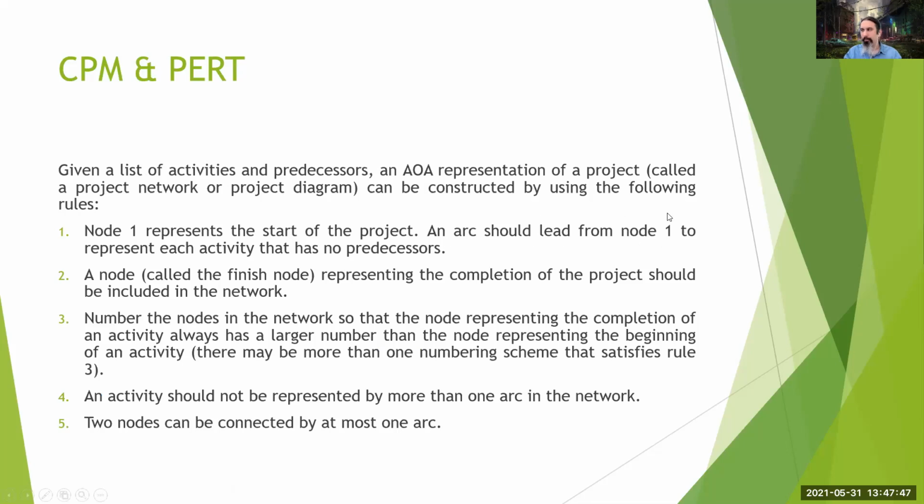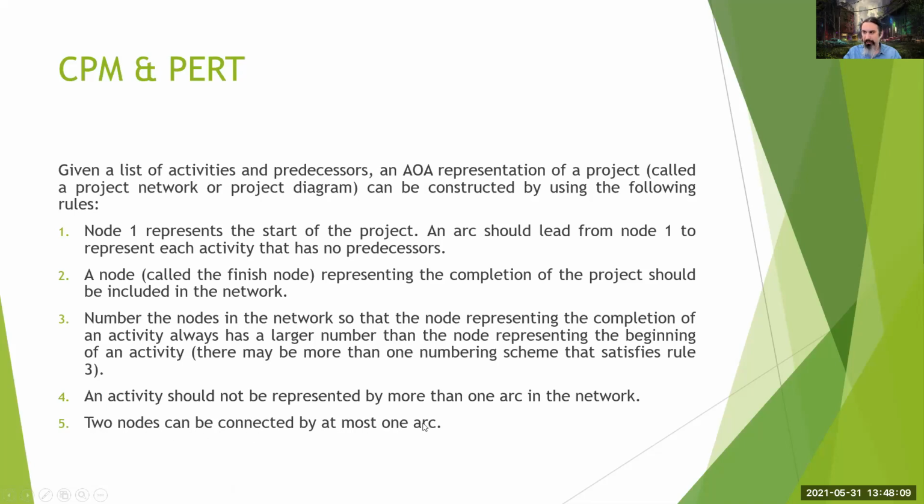So they all start from node 1. They don't really matter. The finishing node is the ending. So a project starts at one node and ends at another node. An activity should not be represented by more than one arc. So each activity is on one arc, and 2 nodes can be connected by at most one arc.